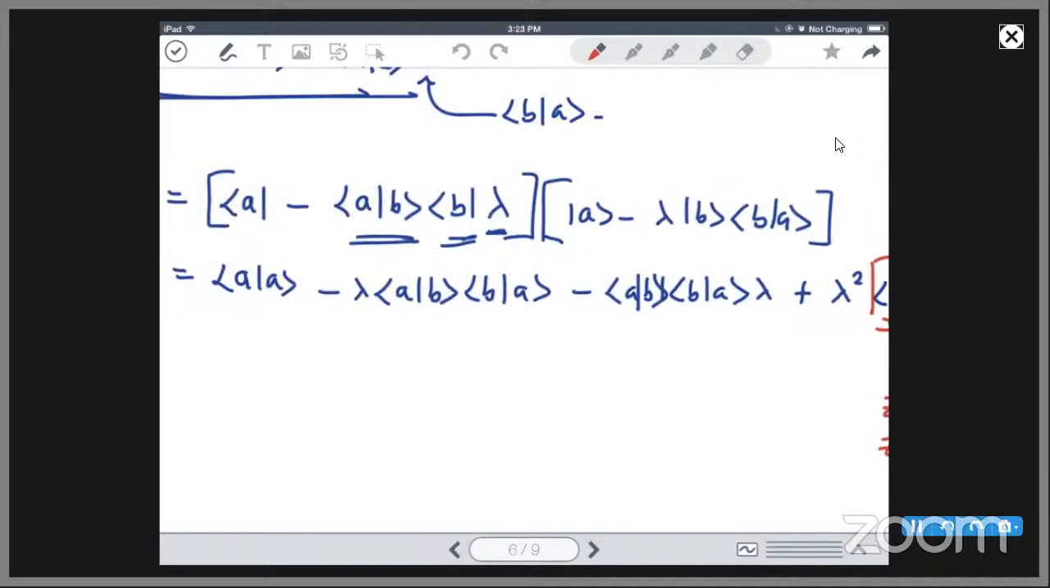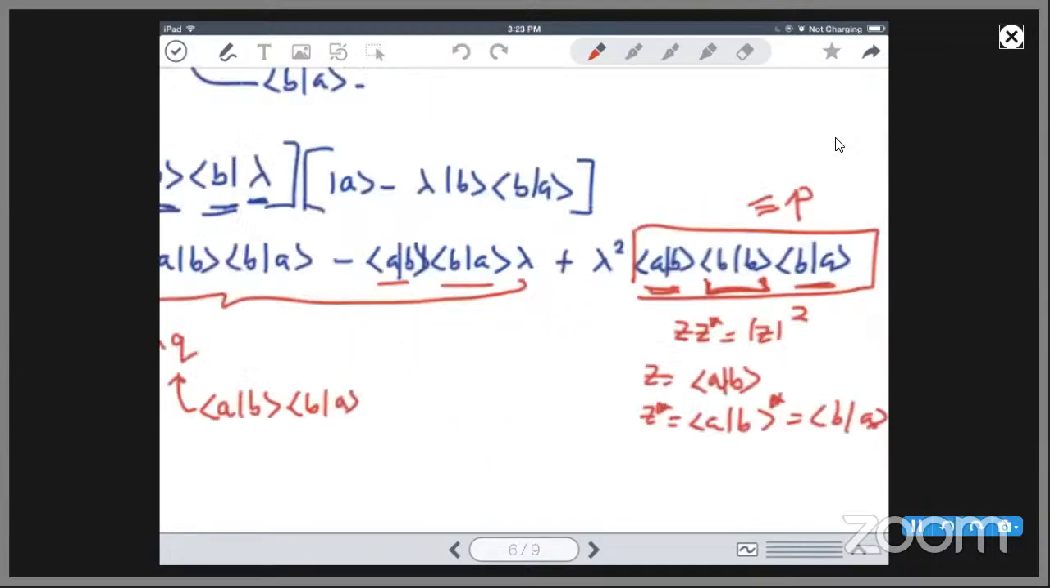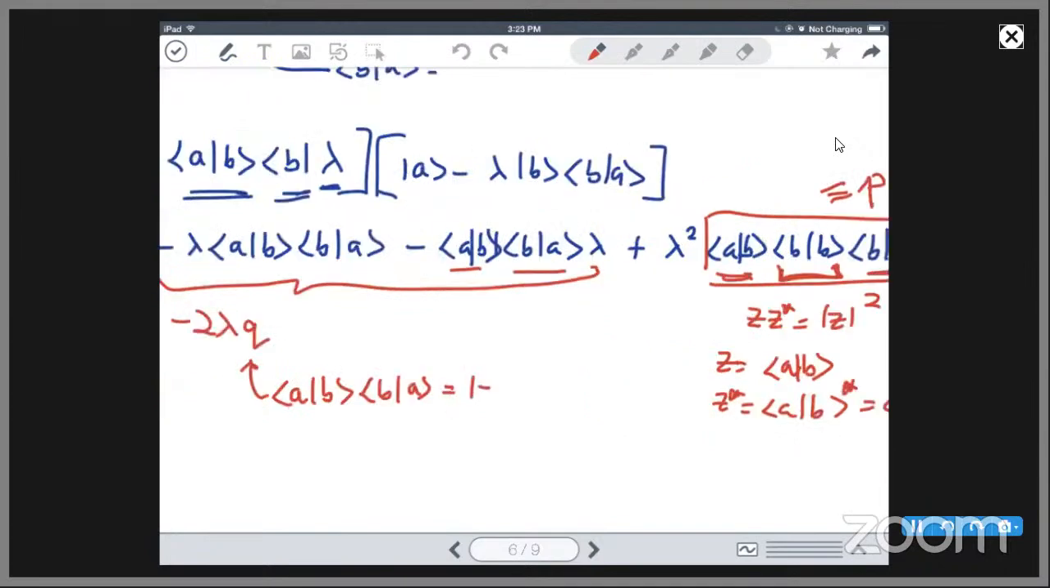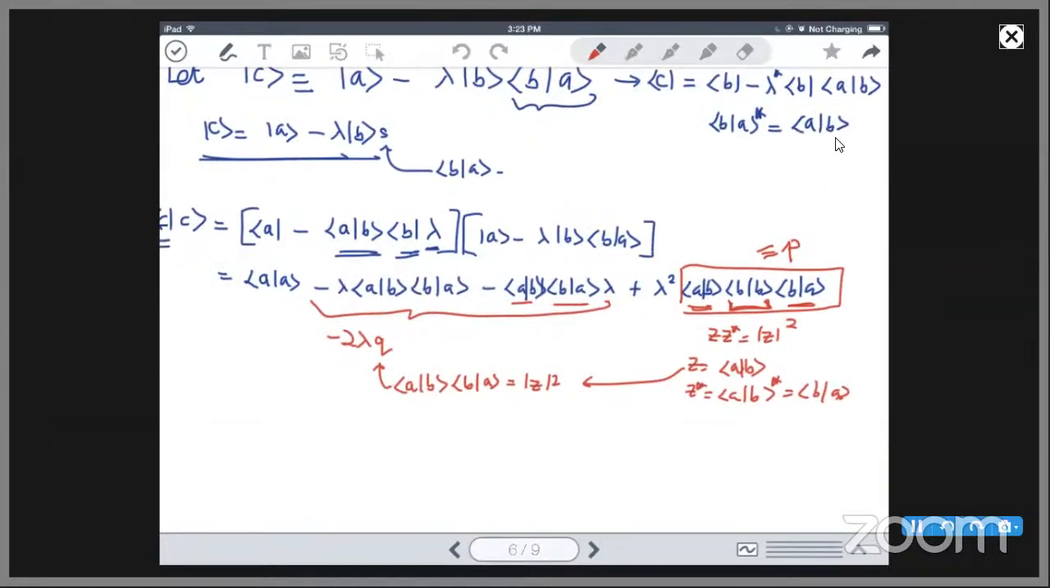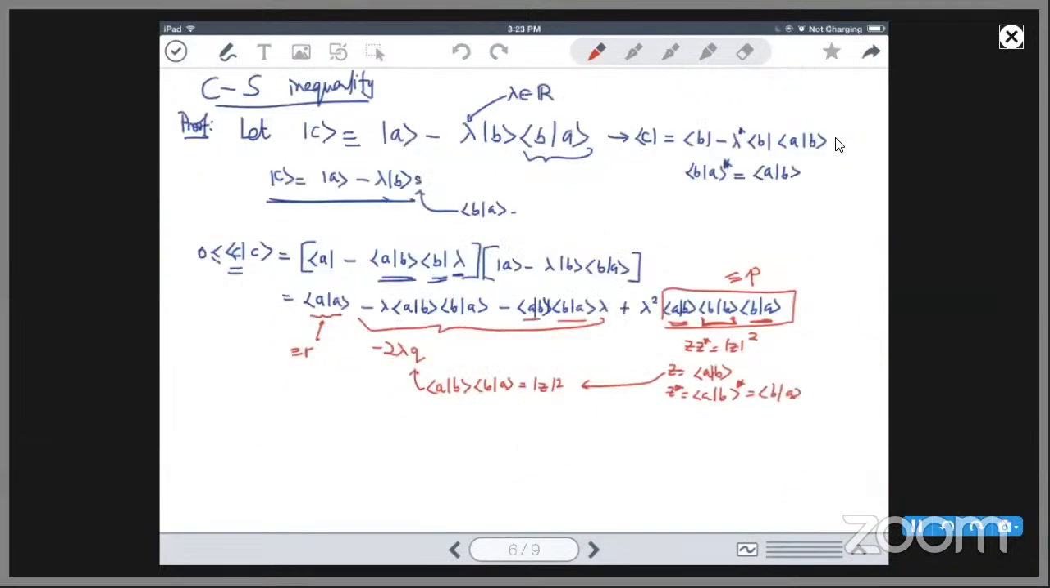What about this? This and this together, you can write as minus 2 lambda ABBA. I'll call everything Q, sorry. So this Q is AB, BA. It's the same thing as the modulus of Z squared, if you look here. And this AA, I'll just define it to be R. It's positive. So you have 0 is less than or equal to lambda squared P minus 2 lambda Q plus R.